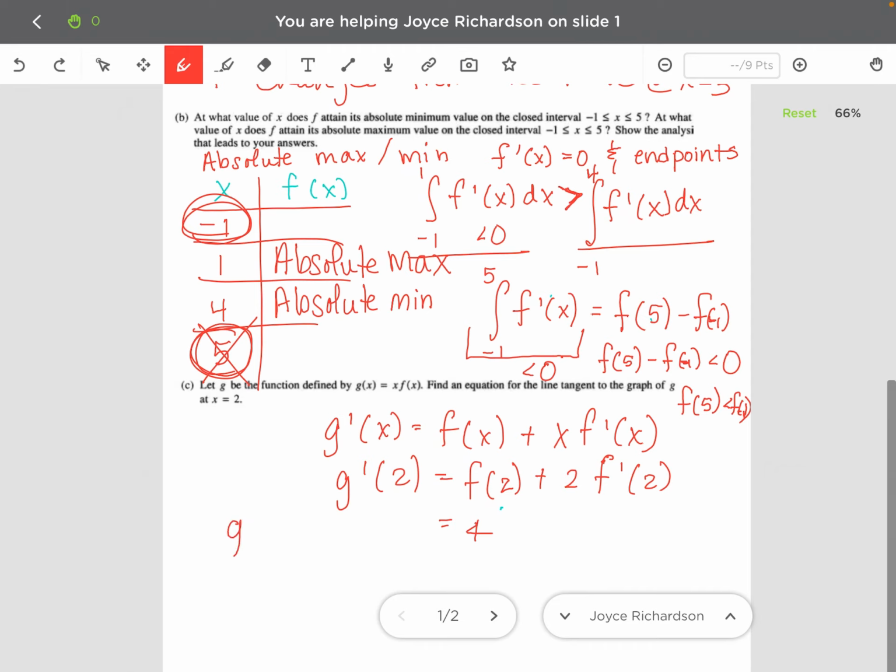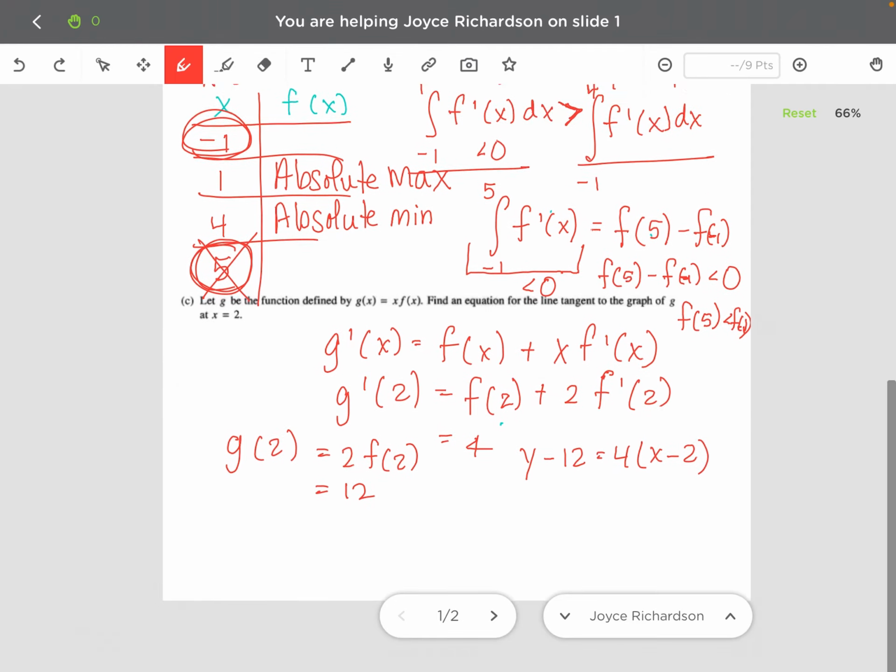And you know that g of 2 is literally 2 times f of 2. So you're going to end up with 12, I believe. So y minus 12 is equal to 4 times x minus 2. Okay, so if you're struggling on this tangent line, I'm a little stressed for you.